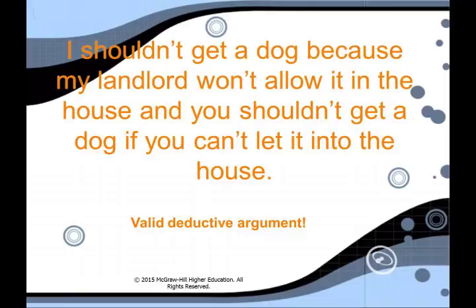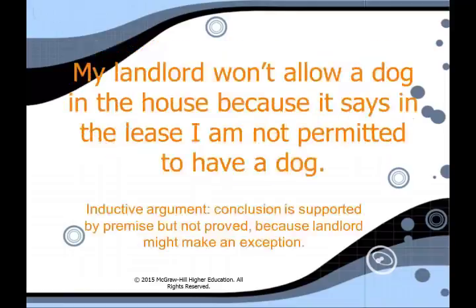That's an example of how a deductive argument can occur within a certain form of reasoning, this balance of consideration reasoning. Likewise, we could use an inductive argument. My landlord won't allow a dog in the house because it says in the lease I'm not permitted to have a dog. Here's another sort of con to getting a dog, that it's not allowed by my lease.